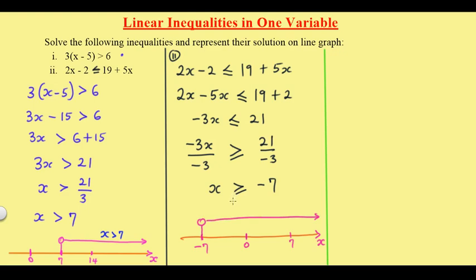Now, it starts exactly from negative 7, so negative 7 is included. Because it's an inclusive inequality, we have to shade this part, unlike this part where positive 7 is not included. X is greater than or equal to negative 7.